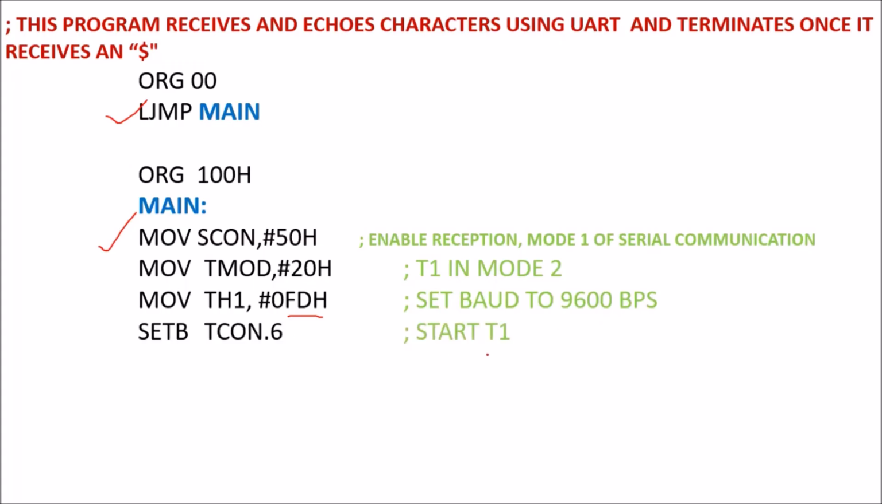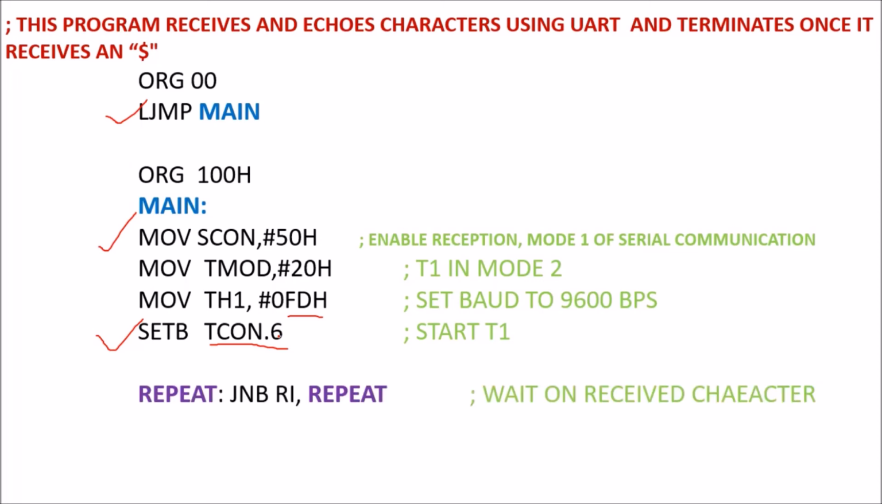Then we'll start timer T1. For that, the 6th bit of the TCON register should be set to 1. That is, the TR1 bit should be set to 1. So here I have used the instruction SETB TCON.6. It will start timer 1.